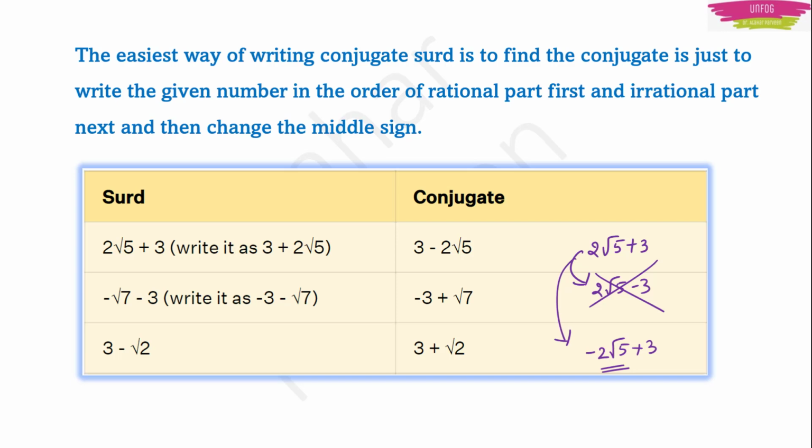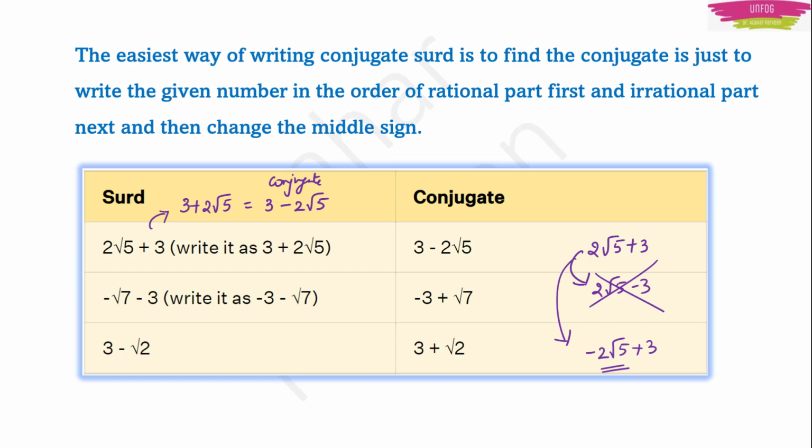For that, what I will do? I will rewrite this 2 root 5 plus 3 like this: 3 plus 2 root 5. So that I will not make a mistake. I will just change the sign here in between. Okay. That will be my conjugate, sir. Okay. This will be my conjugate. Okay. I hope you are understanding.